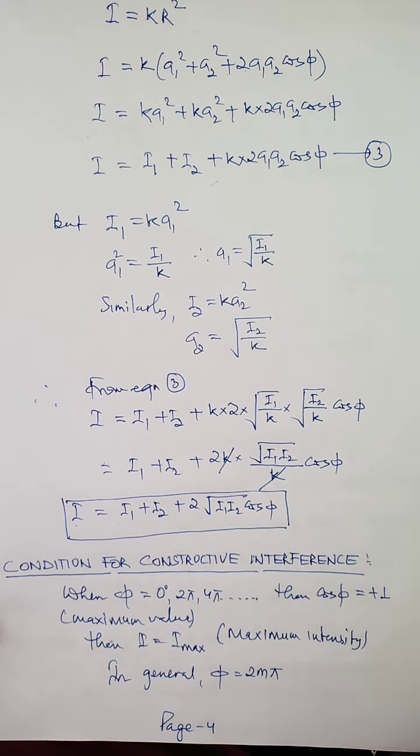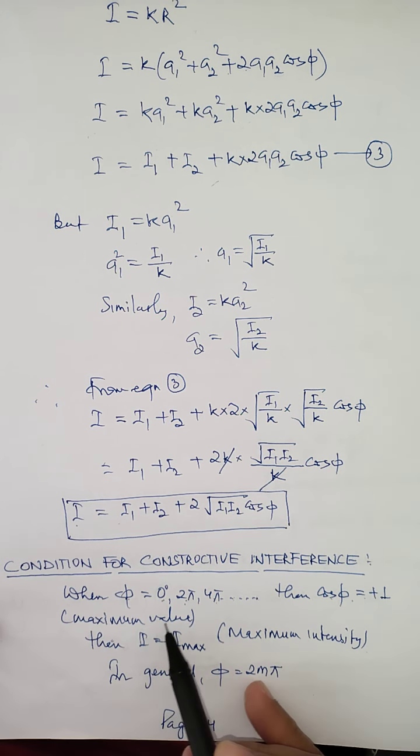Now to get the condition for constructive interference, the phase angle phi must be such a value that cos of phi becomes 1. Because you know cos maximum value is what? Plus 1. And cos of phi becomes plus 1 when phi is 0 degree, 2 pi, 4 pi, and so on. Means when the phase difference between the two waves is 0 degree or 2 pi, 4 pi and so on, then cos of phi will always be plus 1.